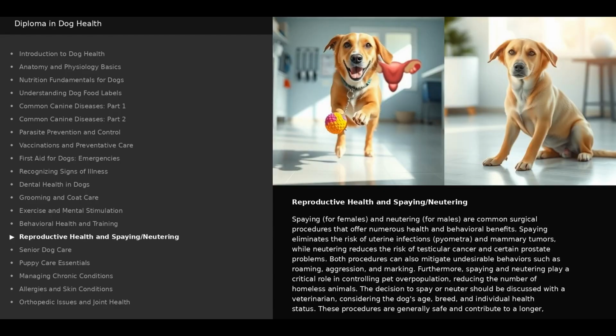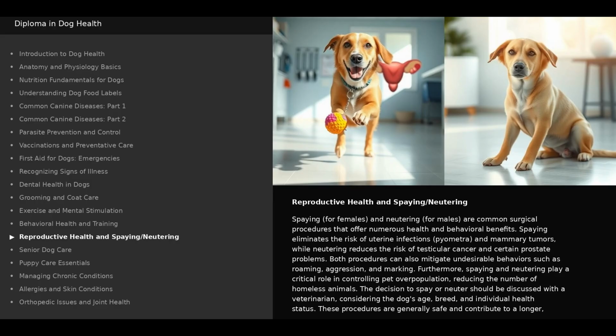Spaying for females and neutering for males are common surgical procedures that offer numerous health and behavioral benefits. Spaying eliminates the risk of uterine infections, pyometra, and mammary tumors, while neutering reduces the risk of testicular cancer and certain prostate problems. Both procedures can also mitigate undesirable behaviors, such as roaming, aggression, and marking.